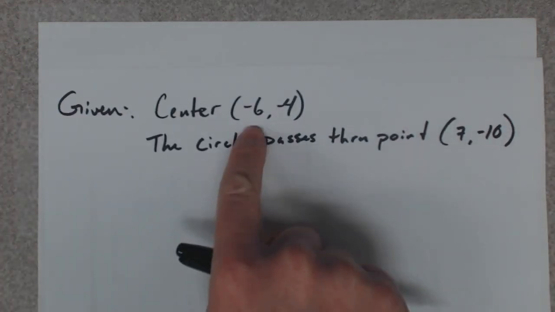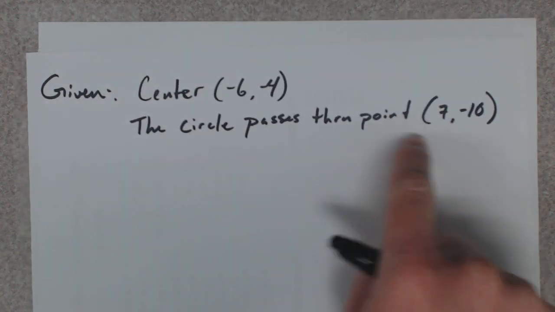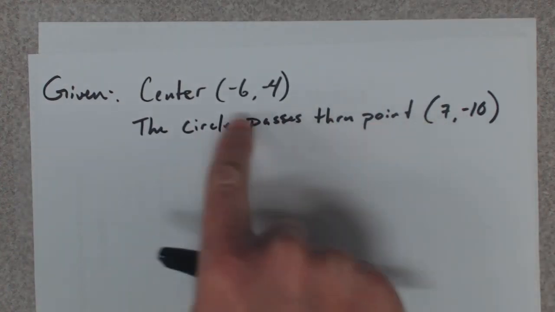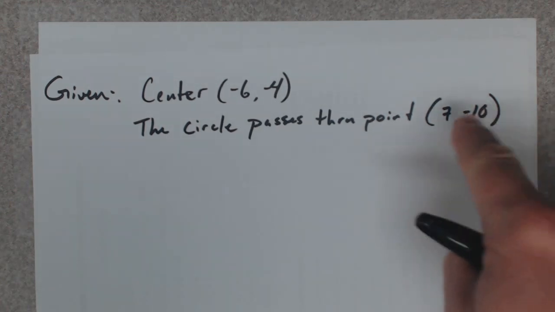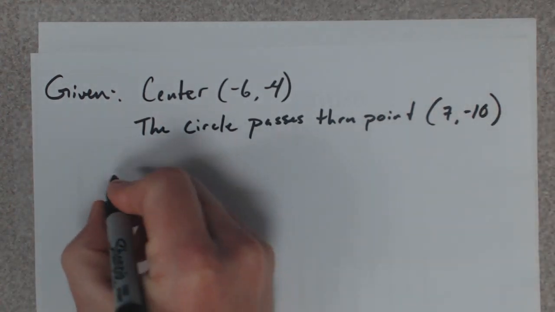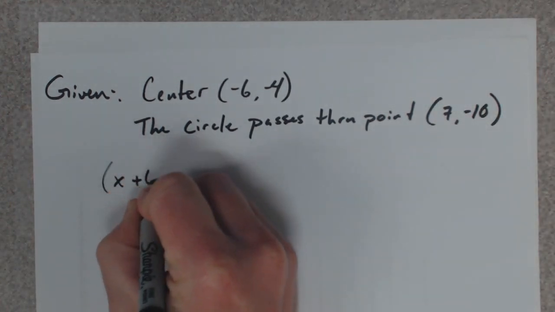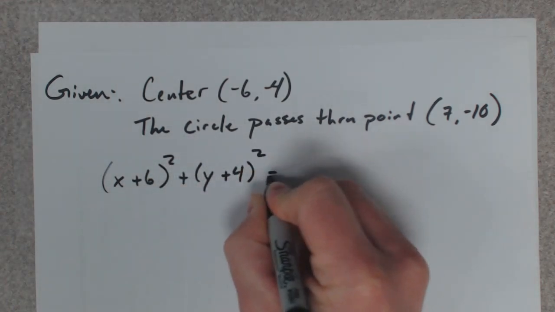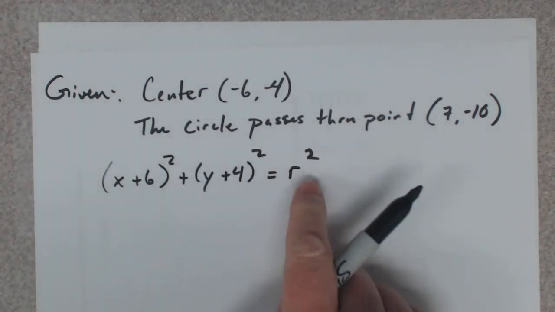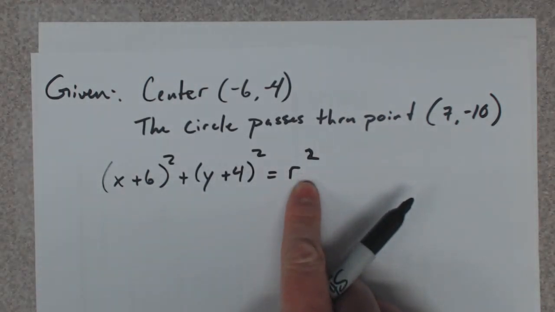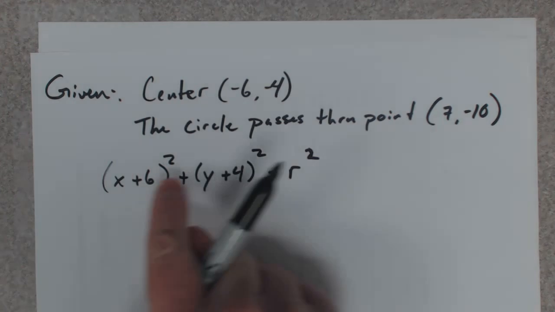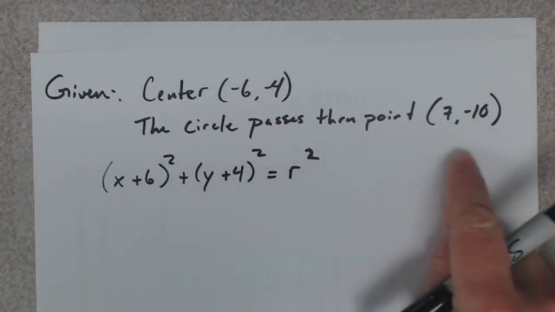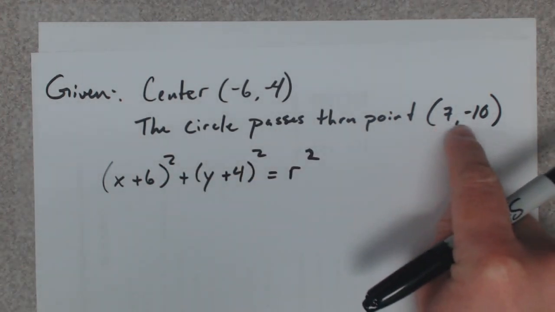So, back to this question. You know the center of the circle, and this point is on that circle. So if I can come up with an equation, this point will work in that equation. So here's what I know so far. x plus 6 squared plus y plus 4 squared equals the radius squared. See, I don't know the radius. They don't tell me that. But here's the cool part. This point can work in here because it already tells me it's on the circle.